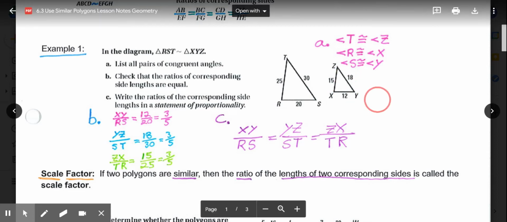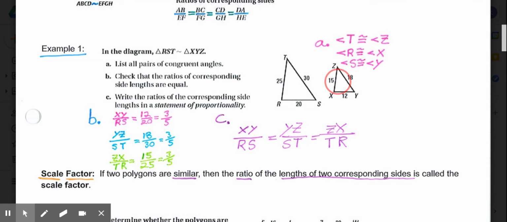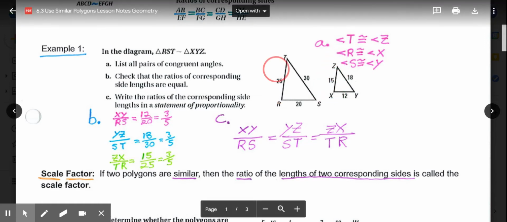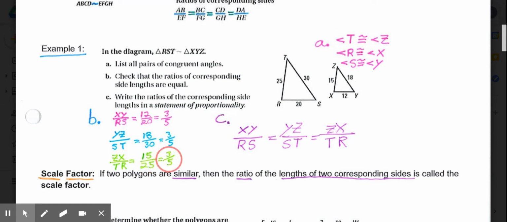Then, because I started with the smaller shape on top, I need to keep that for my other relationships. So in this case, we'll use YZ, which is 18. That corresponds with TS, which is 30. So YZ over TS, 18 over 30, also simplifies to 3/5. And then we have our final side, ZX of 15 over TR of 25. 15 over 25 also simplifies to 3/5. So these ratios all need to be the same in order for it to be proportional and similar.